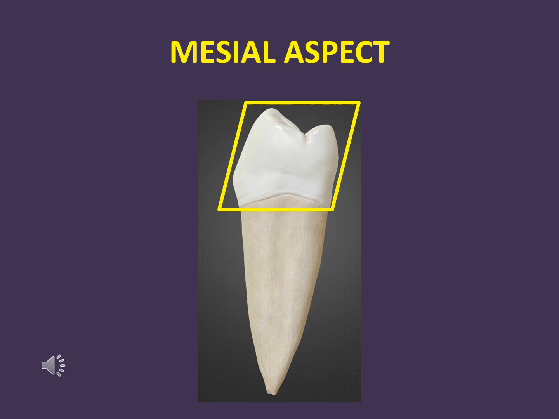Now we'll see the mesial aspect of the mandibular second premolar. From the mesial aspect, the crown shows lingual inclination. Due to this lingual inclination, the crown is rhomboidal in shape. When you compare the mandibular second premolar with the mandibular first premolar, the lingual inclination is lesser in the mandibular second premolar. When you compare the crown on the root in a buccolingual aspect, it is wider compared to the mandibular first premolar.